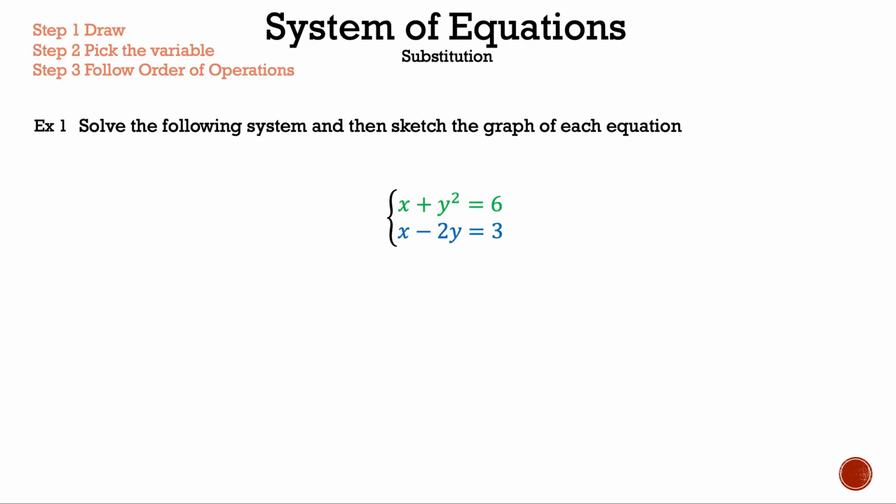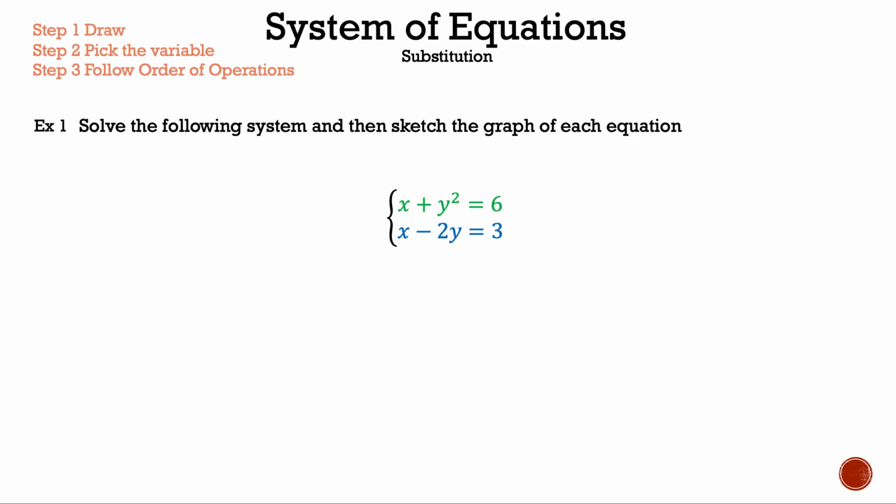Now, let's take a look at the example we're going to discuss in today's video. Let's read the steps. Step 1, draw. Step 2, pick the variable. Step 3, follow order of operations. Now, let's read the question. Solve the following system and then sketch the graph of each equation, where x plus y squared is equal to 6 is equation 1, and x minus 2y equals 3 is equation 2.